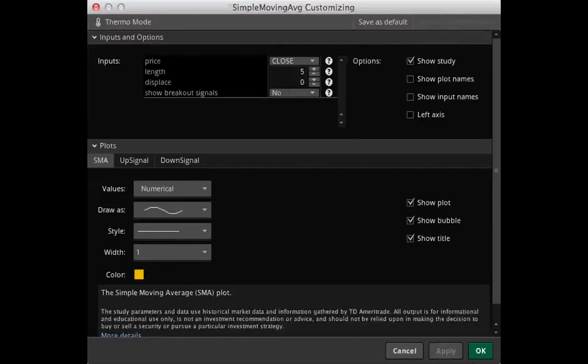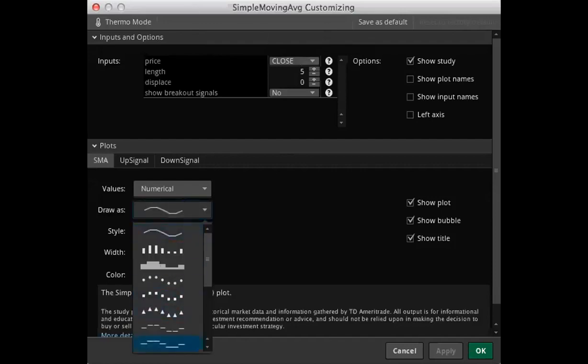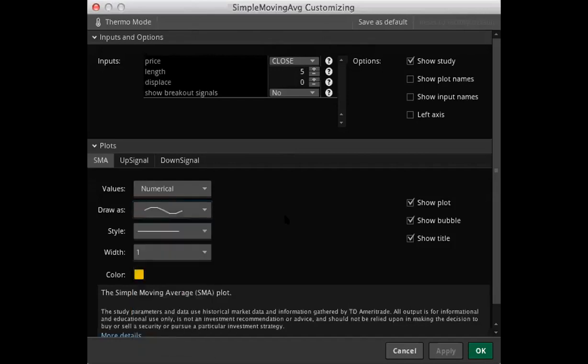Awesome. Okay, so this is the 5. The length is 5, the offset is 0, and you need the price to be the close. It should all be default, honestly. And "draw as" makes the indicator appear however you want. I have mine as a solid line because my 200-day moving average is a dotted line. For the 10, it's the same thing, just 10.